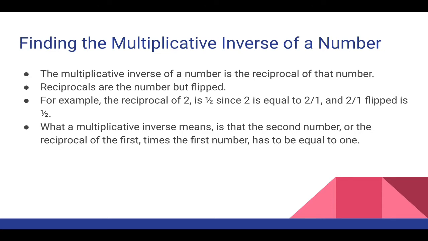For example, the reciprocal of 2 is 1/2, since 2 is equal to 2 over 1, and 2 over 1 flipped is 1 over 2. What a multiplicative inverse means is that the second number, or the reciprocal of the first, times the first number has to be equal to 1.